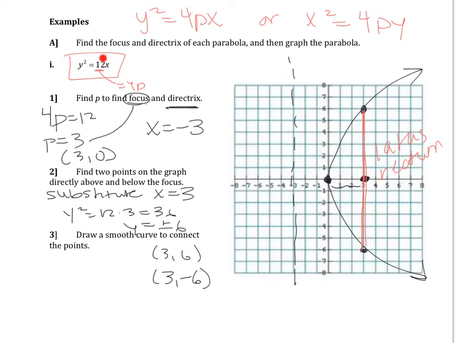Well, this 12 here is telling us how long that focal chord is. So you can actually use that information if you understand that this 4p value is telling us how long that focal chord is. Then you could start at the focus and go in either direction, half of the 4p value, or 2p, in either direction. So that's just kind of a shortcut to drawing a parabola. Or you could do the substitution. It's up to you.